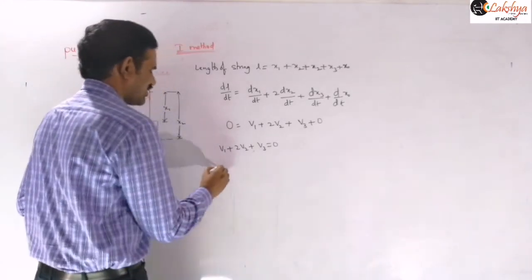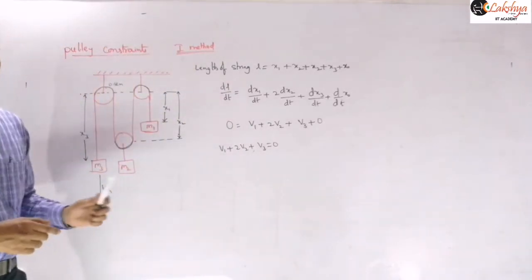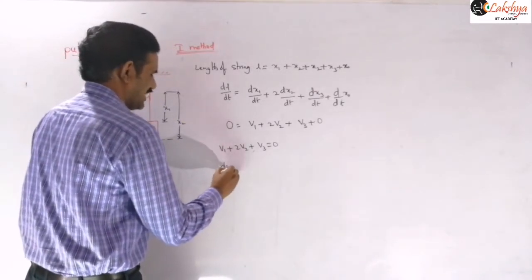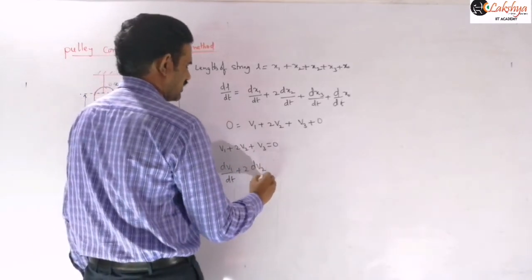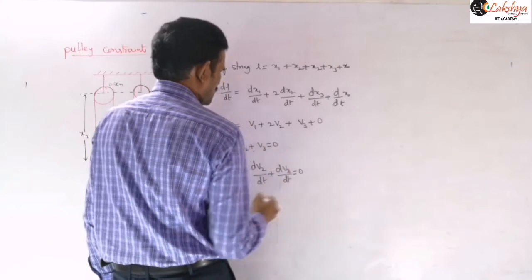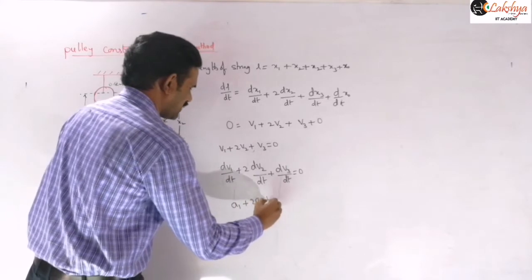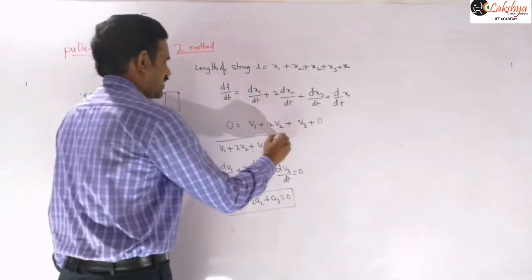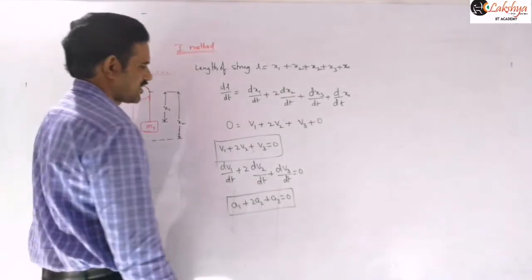And so now again differentiate this, because generally we need the acceleration relation here. To get the acceleration relation, we differentiate again: dv1 by dt plus 2 into dv2 by dt plus dv3 by dt is equal to 0. Therefore this is a1 plus 2a2 plus a3. So this is the velocity relation and this is the acceleration relation. Now this is nothing but our constraint relation here.